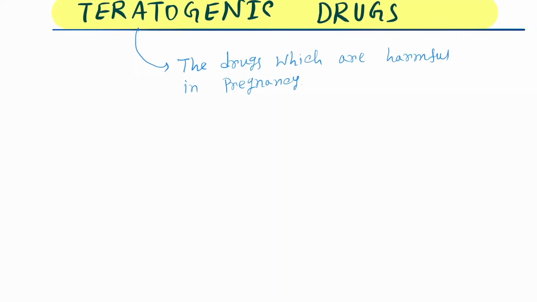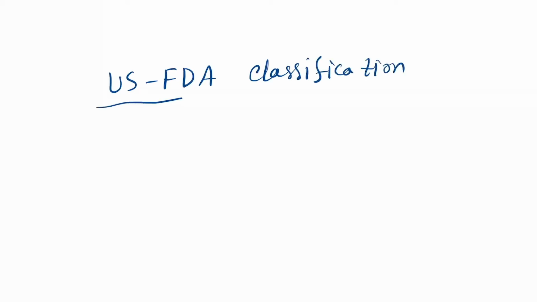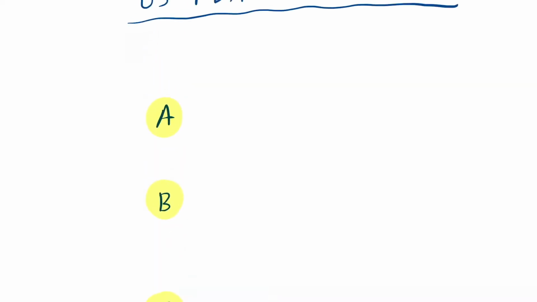Okay, so now according to US FDA classification, there are five categories. Okay, category A, category B, category C, category D, and category X. Okay, now we'll start one by one. C, D, and X, remember.